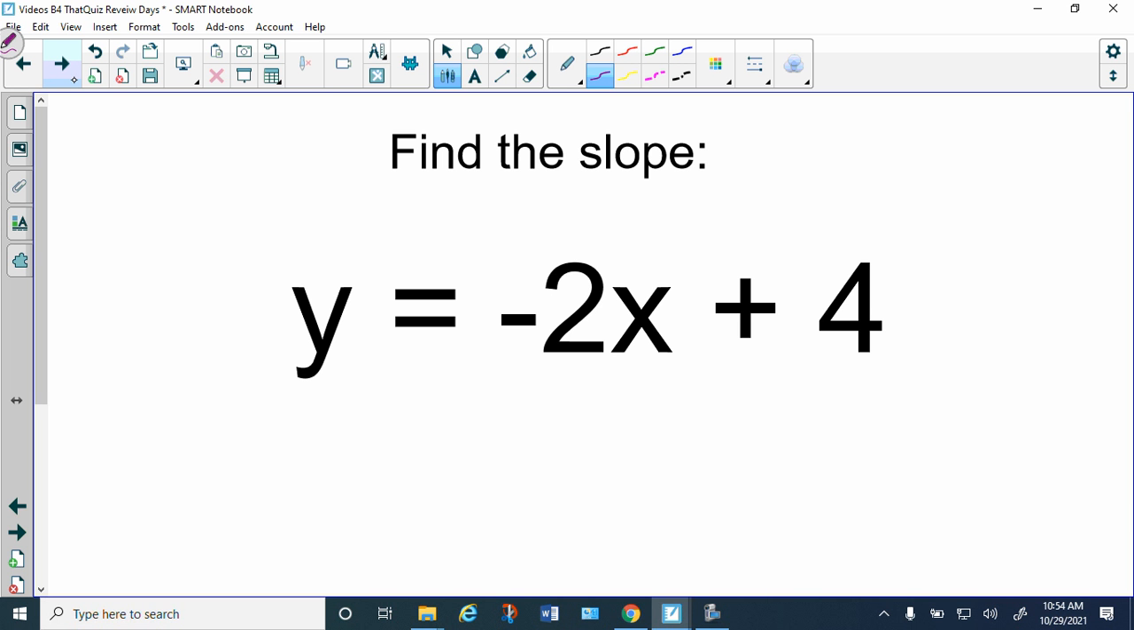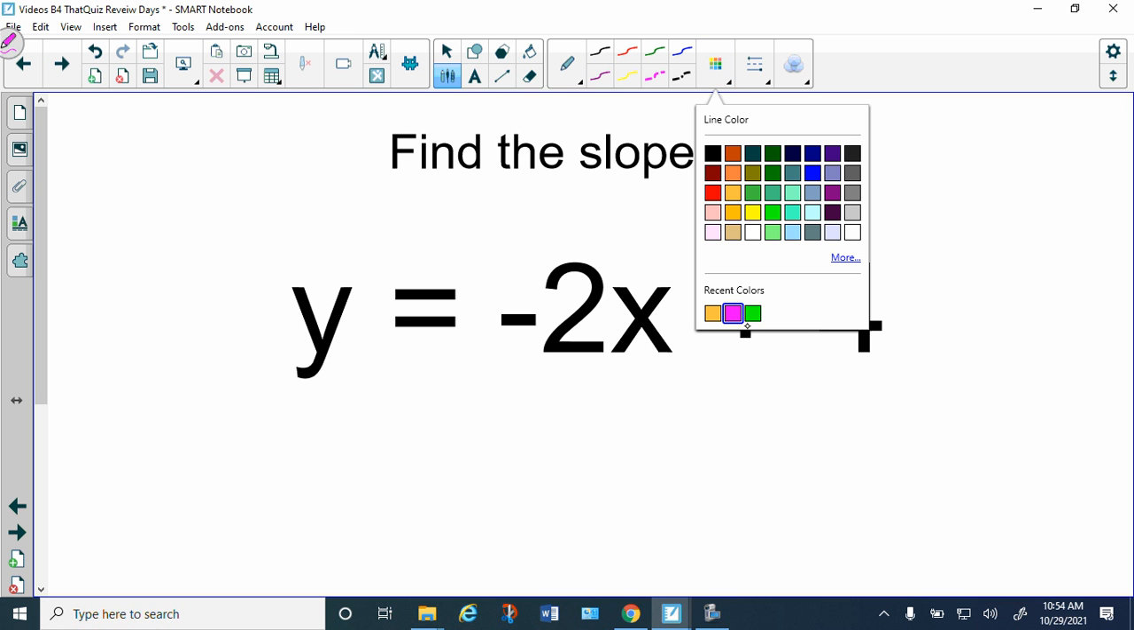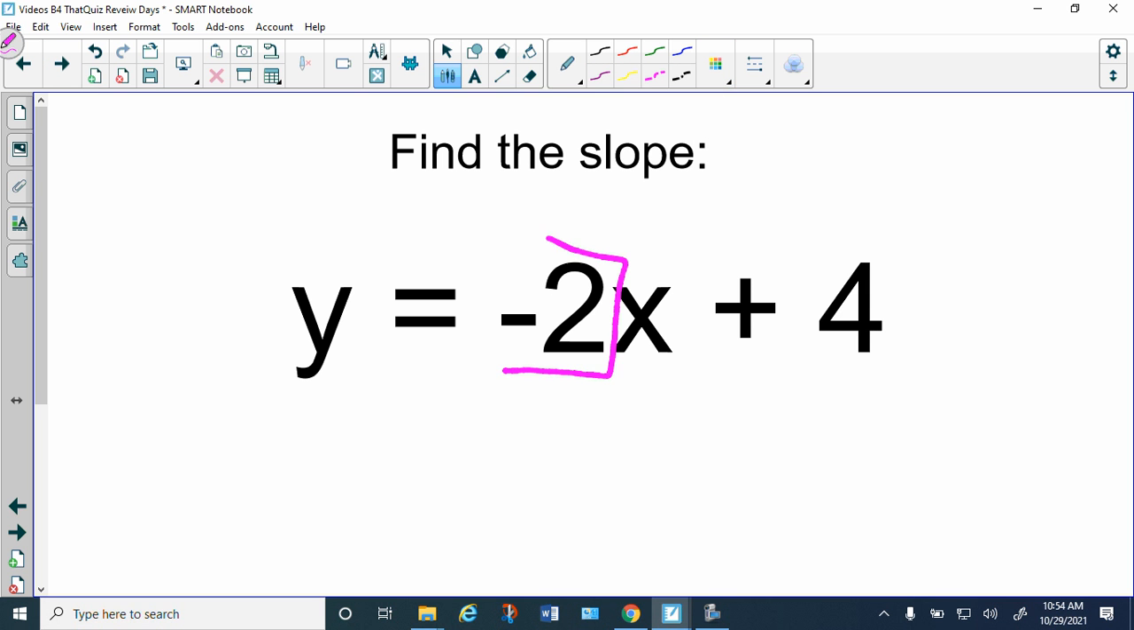Find the slope of y equals negative 2x plus 4. So same thing here, right? Let's check out the magenta again. We know that the number in front of the x is our slope. So the slope is equal to negative 2. Some people might want to write m equals negative 2x. Don't be that person. Don't write that x. Just write the number. All right.